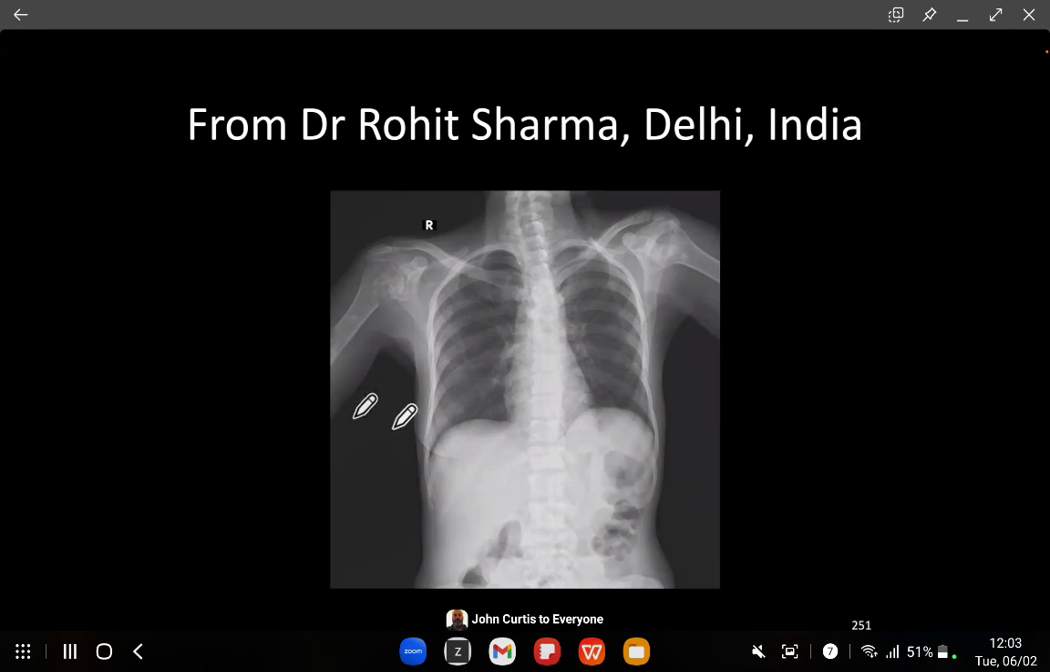So the patient's got multiple metastases here, there, a mixture of sclerotic and lytic metastases, and there's no breast shadow on the left-hand side. So, mastectomy with bone mets.